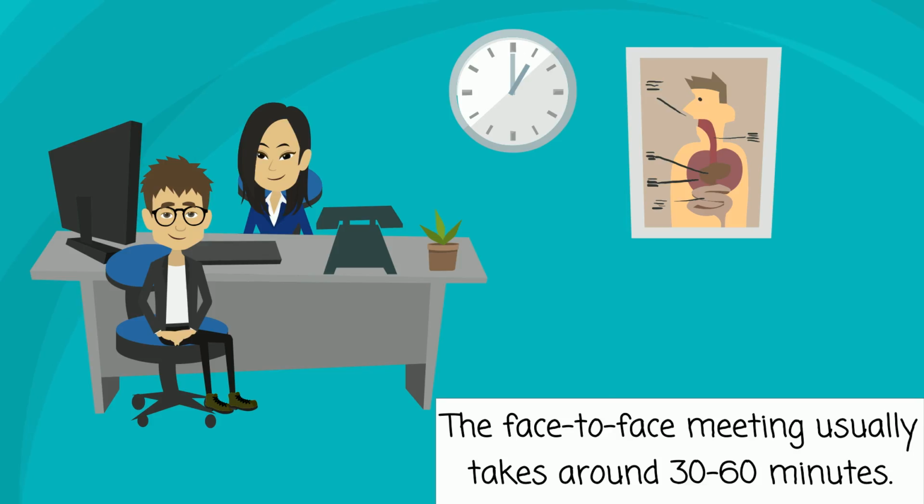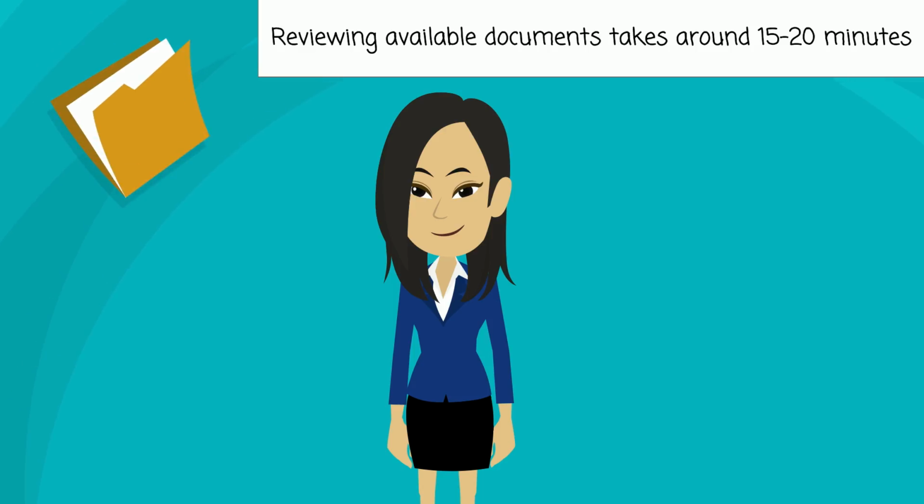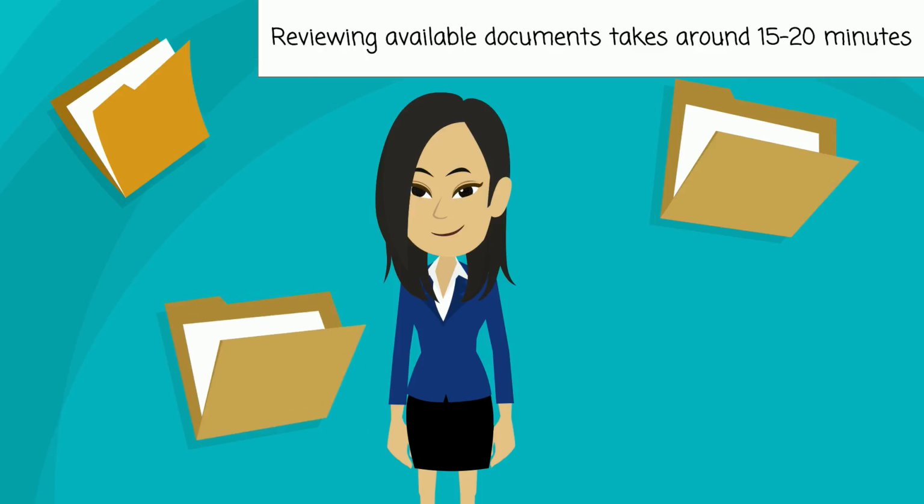One of the first things I do when organizing the progress review is set up an appointment to meet with my resident. The face-to-face meeting usually takes me 30 to 60 minutes, depending on how well I know them and where they are in their training. Then, prior to the meeting, I review the available documents. This usually takes me 15 to 20 minutes.